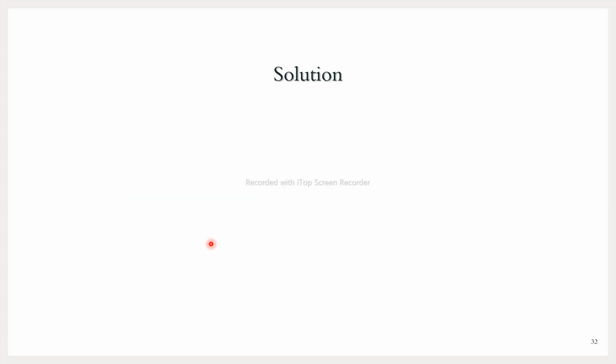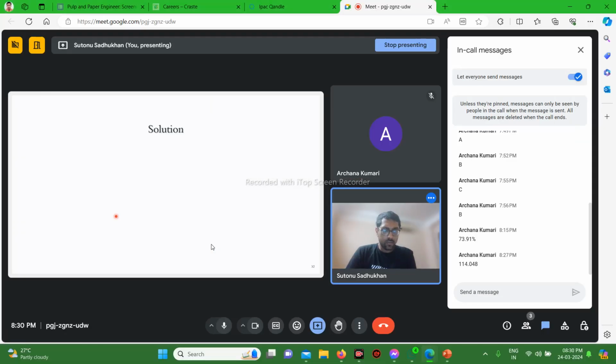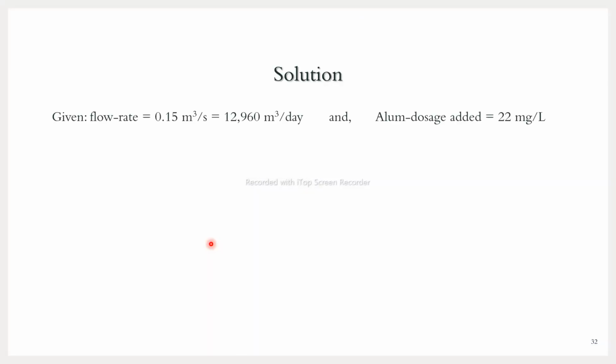So now the solution, right? The flow rate given is 0.15 meter cube per second. Here at the beginning, we have followed the strategy that we are converting into per day level. So if we convert it to per day level, that means multiplying by 3600, that means per hour, into 24. So 0.15 into 3600 into 24 becomes 12960 meter cube per day.